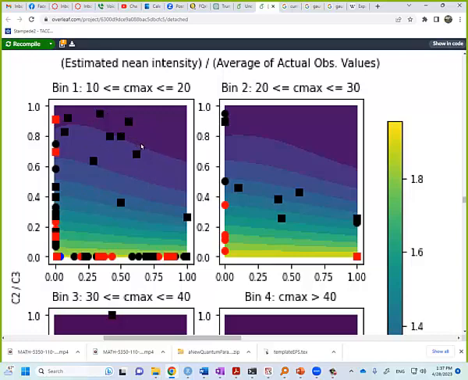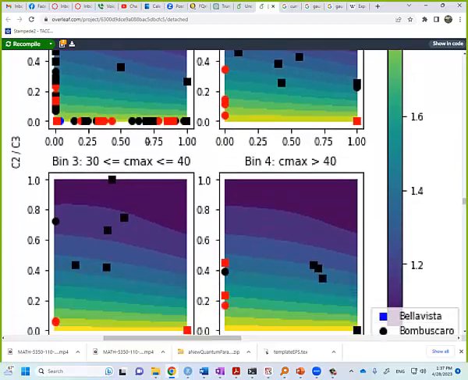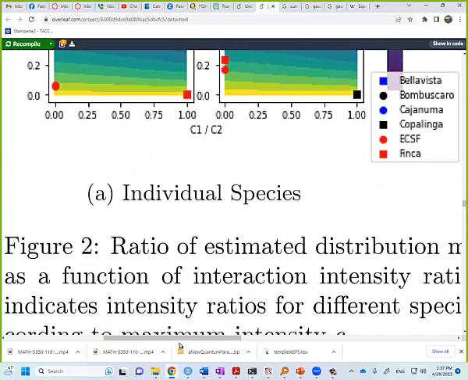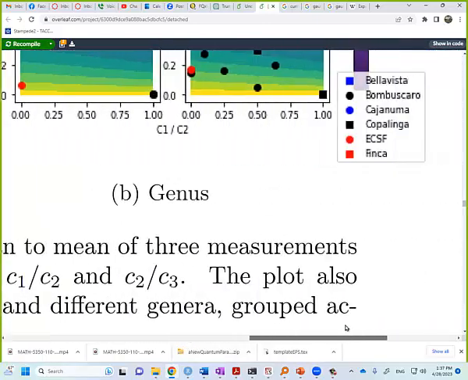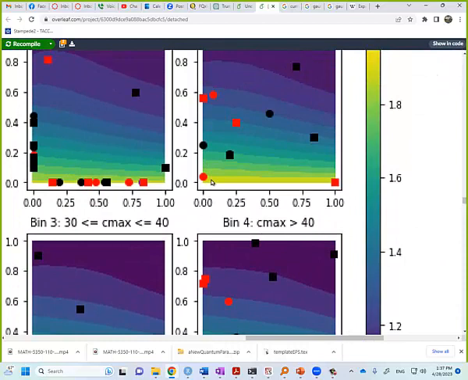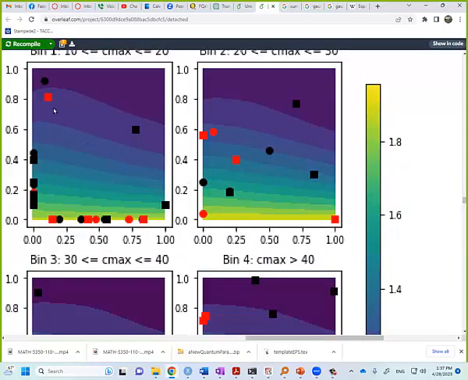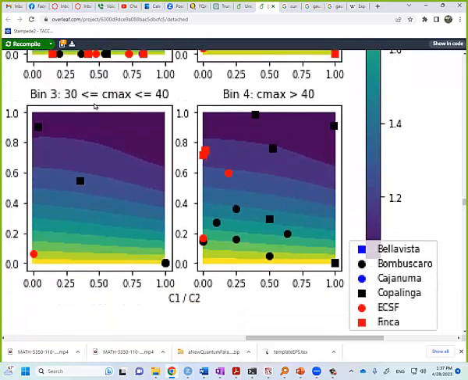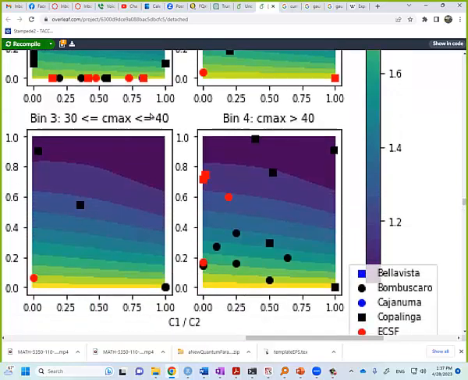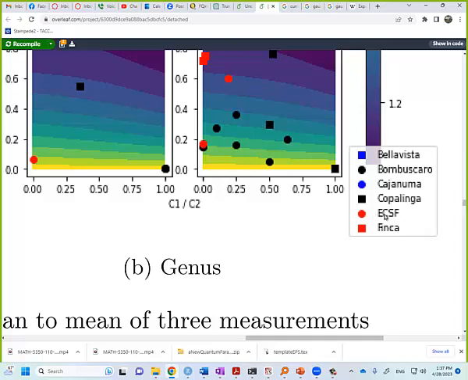That's only for species. But if you look at genus, it's a little bit better. If you do it for genus, then you get some other places that have better measurements: Copalinga, Bombuscaro, the circles, and the Finca. The Finca has some. And then this one here is ECSF.